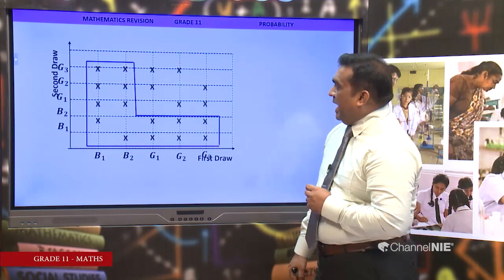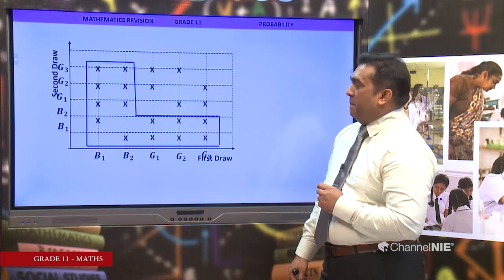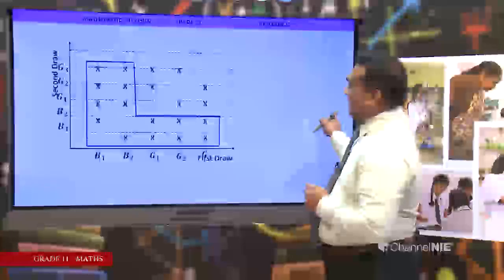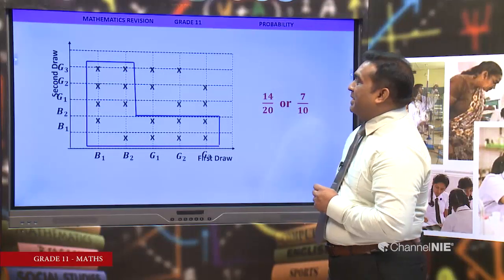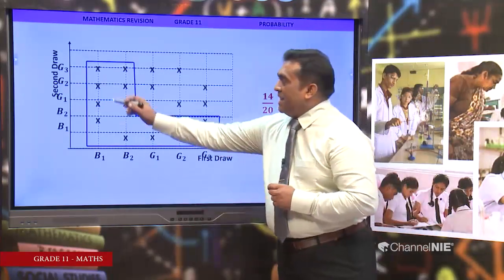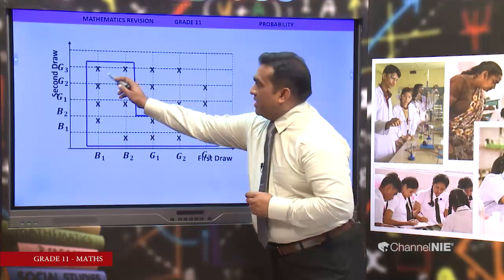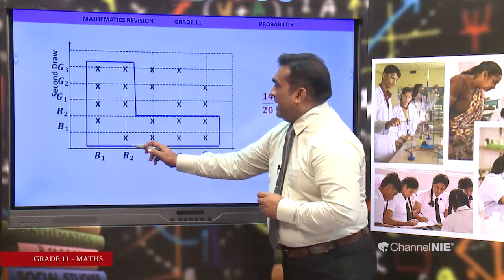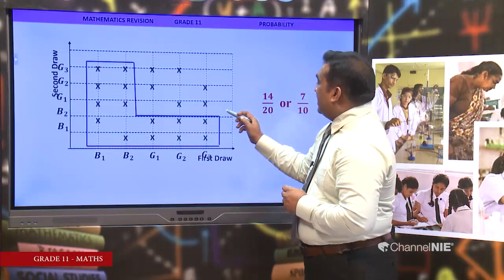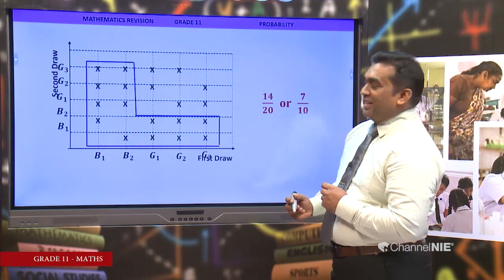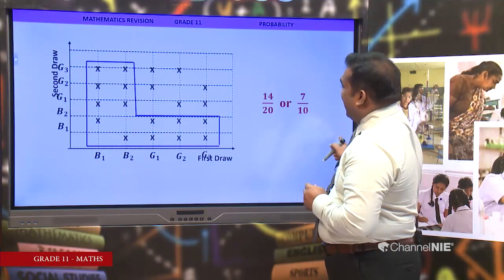Now, at least one burnt bulb. Here letter B. What is the probability? Number of elements in the closed plane figure 2, 4, 6, 7, 8, 9, 10, 11, 12, 13, 14. 14 over 20. It means 7 over 10.